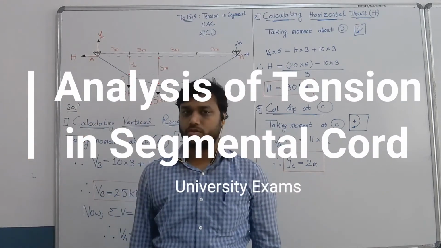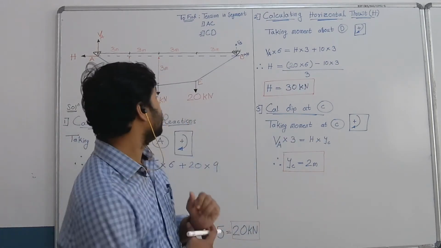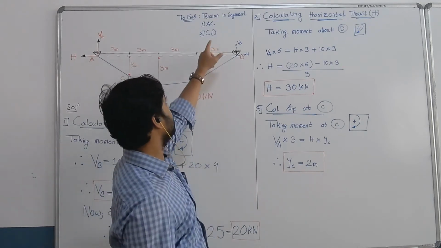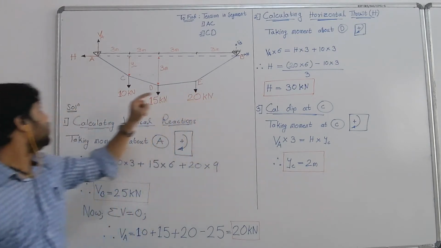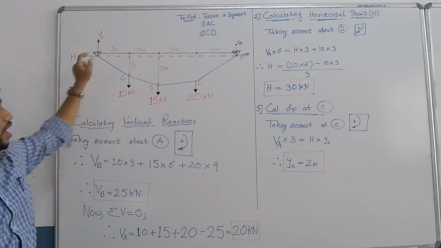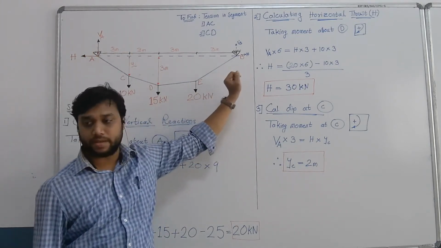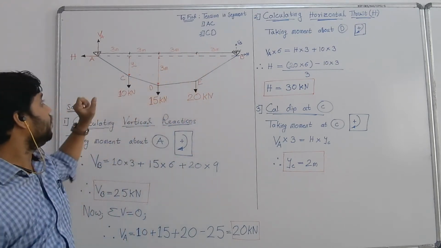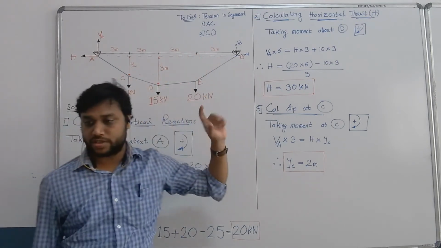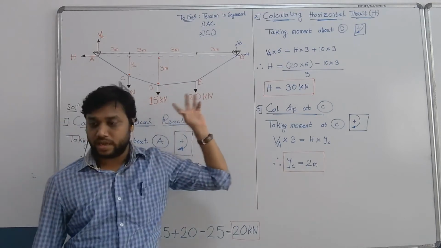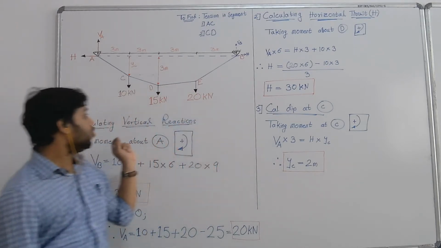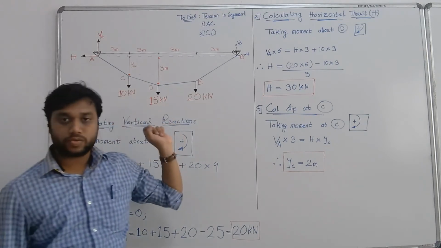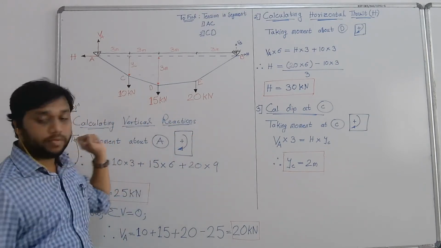Hello viewers, today's problem is to compute tension in segment AC and segment CD of a suspending cord which is held by a hinge at A and a hinge at B. For this, we have to understand first that this structure is in equilibrium. So if we take moment at any given point, it has to satisfy the equilibrium condition.